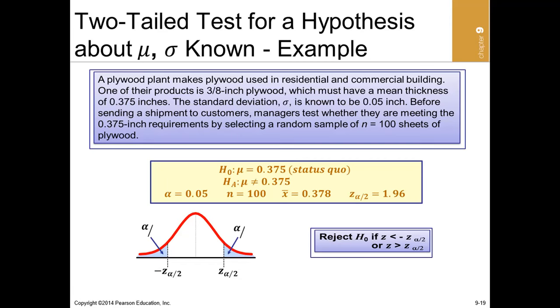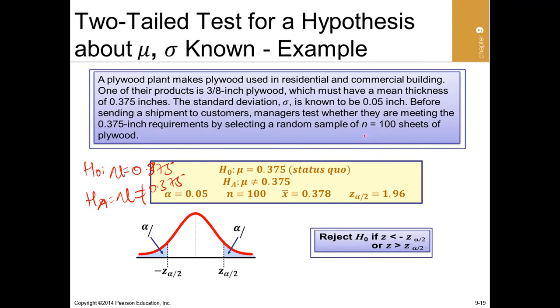Okay, so here a company produces a plywood, and the standard is that that plywood must have an average of 0.375 inches thickness. So the status quo is 0.375. It didn't say that it is greater than this or less. It said it must have a mean thickness of 0.375. So that's our null hypothesis. That means that the alternative is that the mean is not equal to 0.375.